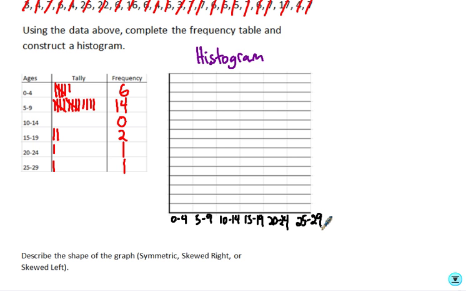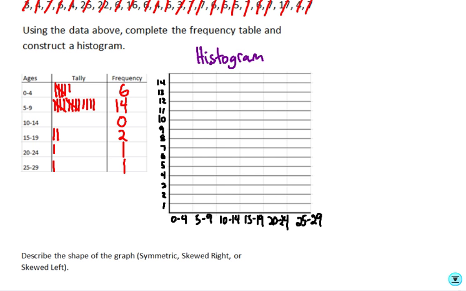And then the y-axis is going to represent the frequency, which is the number of times that age group appeared. So we're counting, and we'll count 1, 2, 3, 4, 5, 6, 7, 8, 9, and 10. Oh, we need to go up to 14. That's our biggest number. So 11, 12, 13, and then 14. And then all we're going to do is just fill in how many we had for each category.